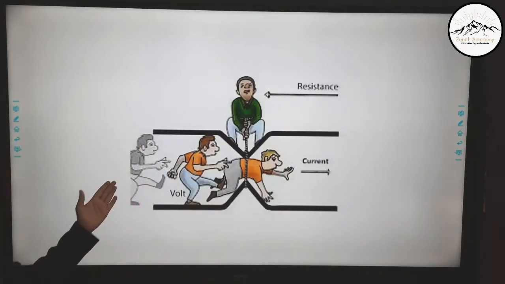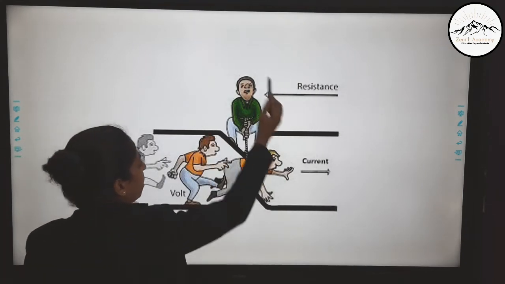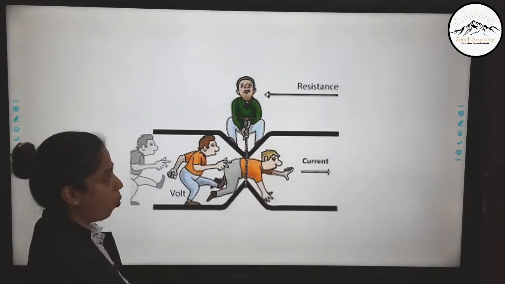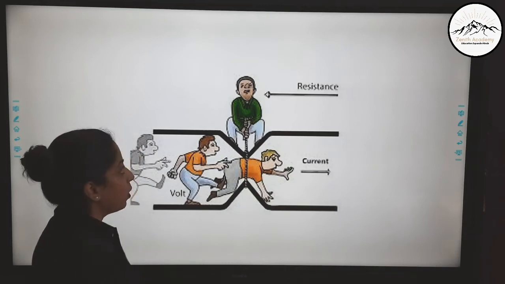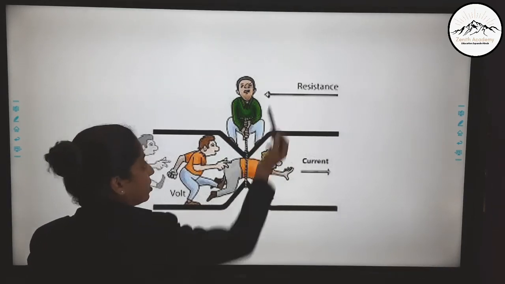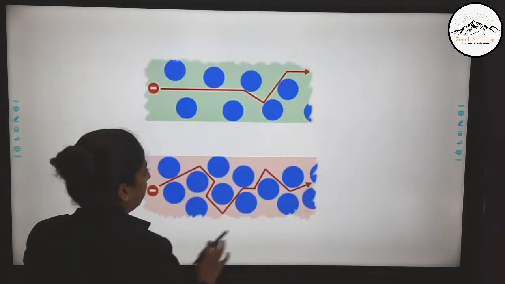Here you can see Mr. Voltage who is pushing the electrons and hence creating current. But here you can see Mr. Resistance. What he is doing is obstructing the flow of these charges. So let us talk about Mr. Resistance today. What is it? Why is there an obstruction?